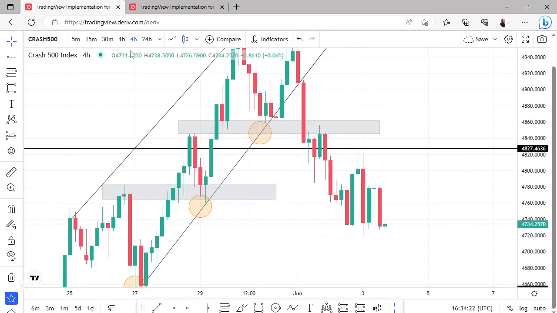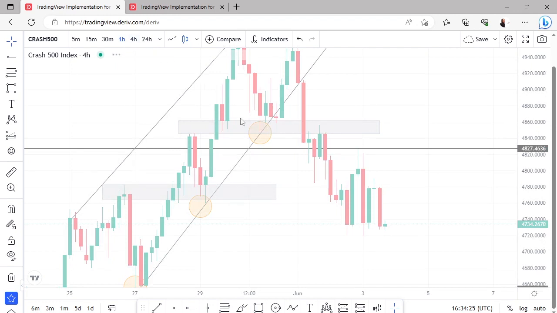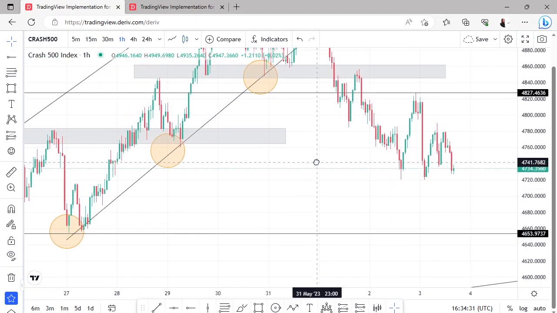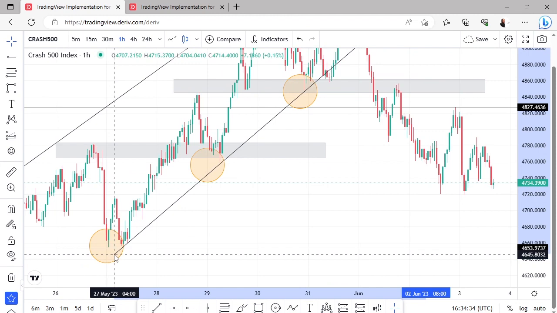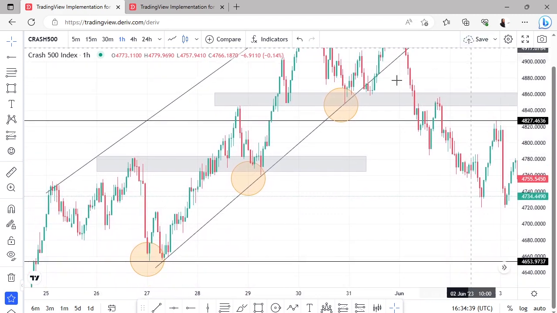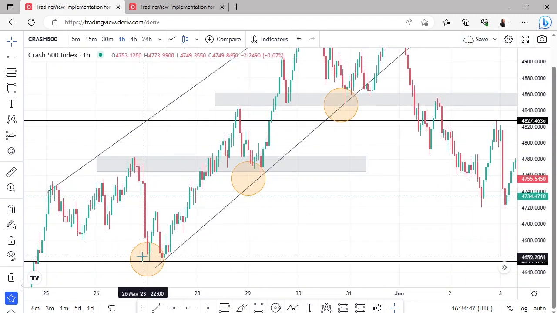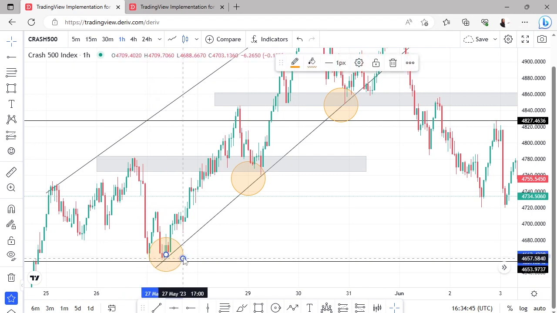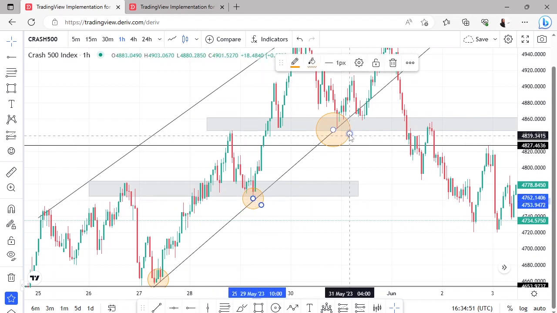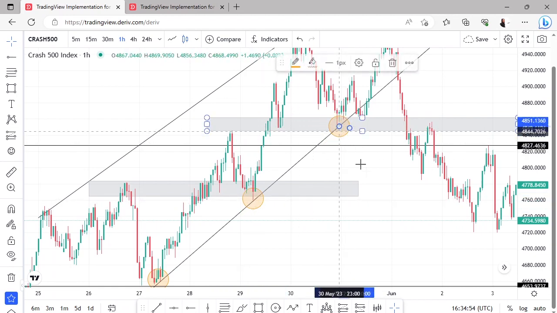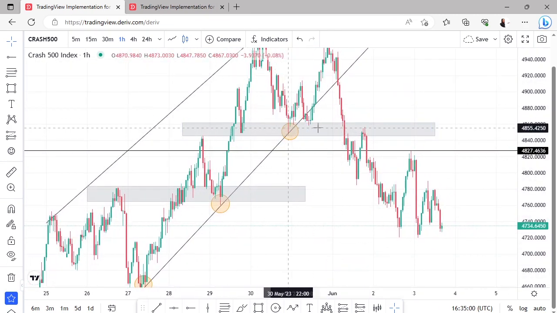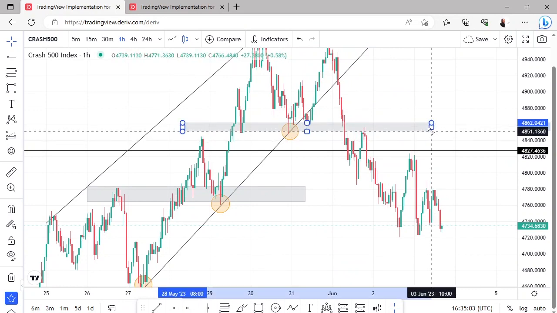So we're going to the 1 hour chart. On our 1 hour chart, we can see that the trend line is showing here nicely drawn. This is our first touch, second touch, and third touch over here. So you can see overall we have 3 good touches. And also we have drawn our zones properly.